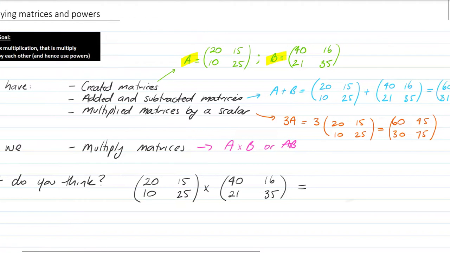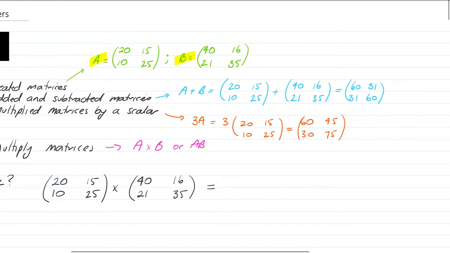We've added and subtracted matrices. So over here in light blue, you can see I've done A plus B. And because they have the same matching dimensions, I can add them together, it's okay. And I just add together the equivalent parts. 20 and 40 make 60. 15 and 16 make 31. So we've done that before as well.